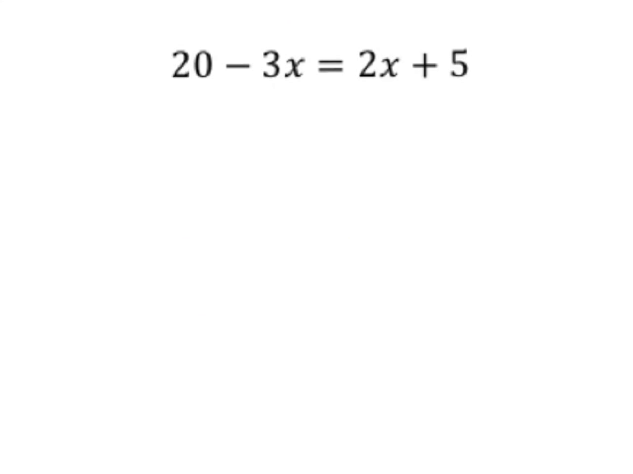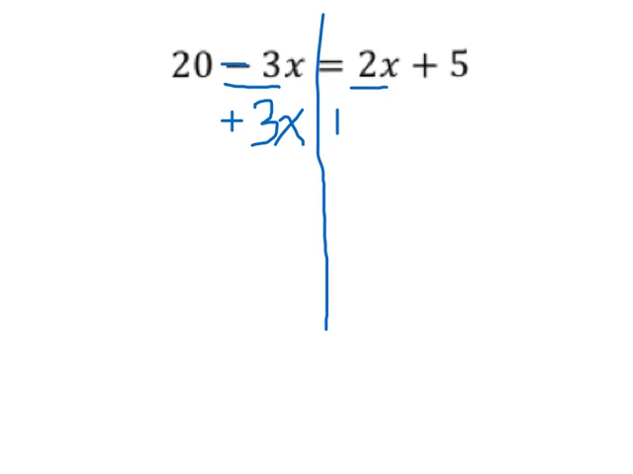For our next example, again, we have simplified sides, but we have x on both sides. Which x do I want to move? Do I want to move my minus 3x or my 2x? I want to move my minus 3x because negative 3x is smaller. So I'll add 3x to both sides, because we want to undo the minus.